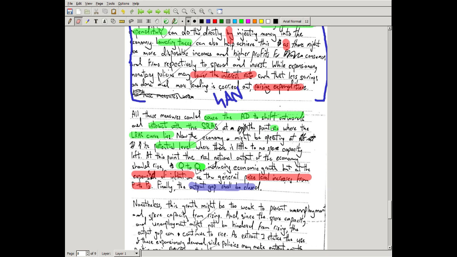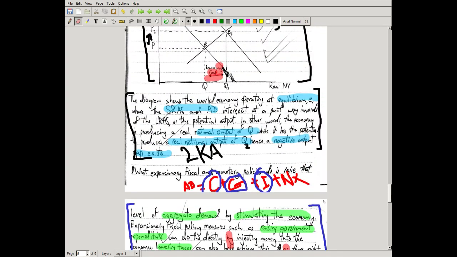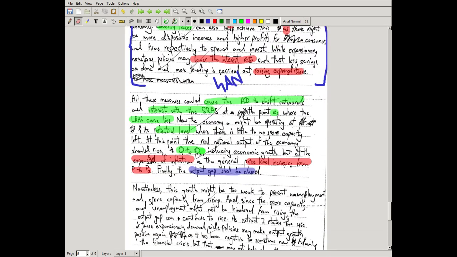So it goes to E2, where the long-run aggregate supply curve lies, and Q to Q2, causing economic growth but at the expense of inflation. I'll break this paragraph down into two parts to simplify this. One part from here to here, where you mention the diagram and how it's going to change. That's not many marks, just 2 marks, let's say.